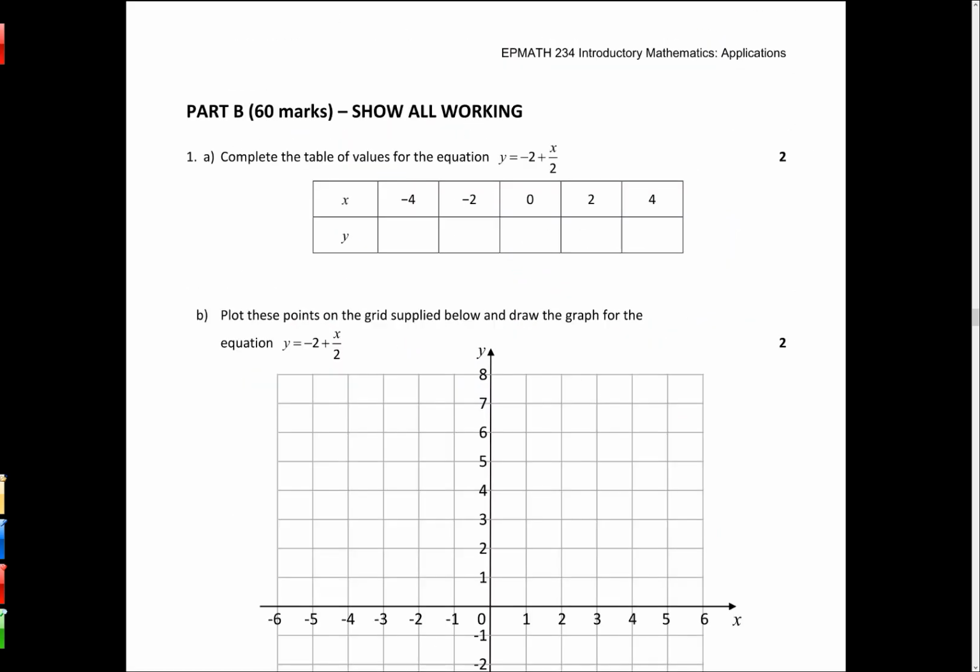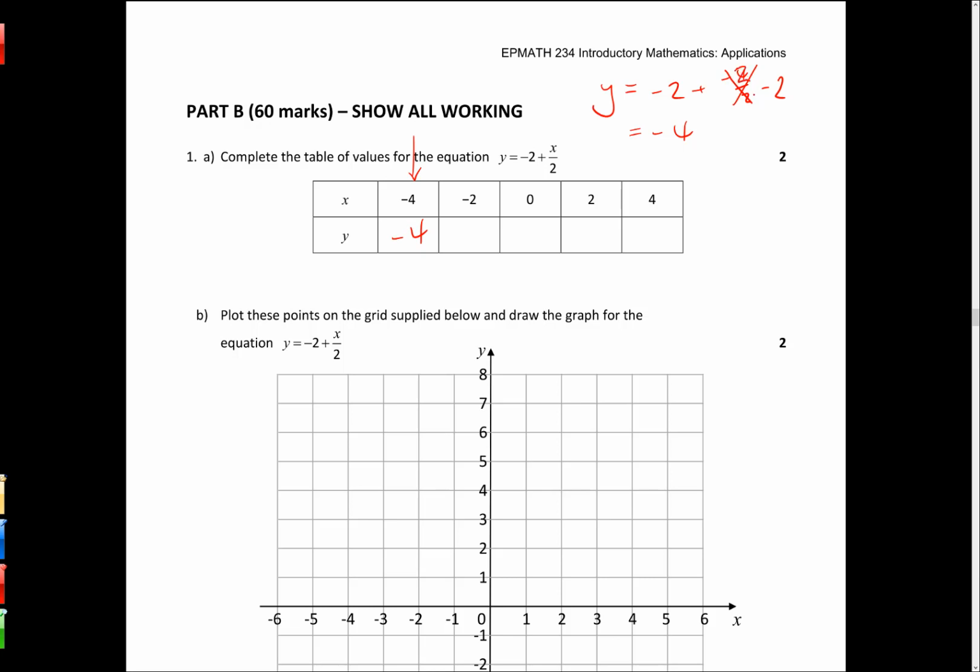Now to the written section. Complete the table of values for the equation. Well, these are all in columns, so it's like saying when x is minus 4. So I go y equals minus 2 plus x on 2, well that's minus 4 on 2. And minus 4 on 2 is a minus 2. Minus 2 plus a minus 2 is a minus 4. A plus and a minus combined make a minus, so it's minus 2, which is minus 4. Or we can just go for the calc, but either way, that's what happens.